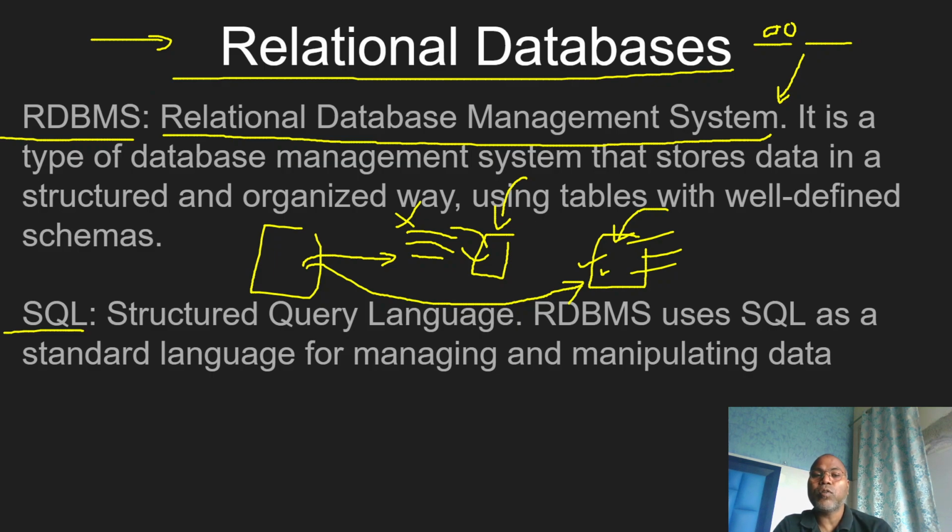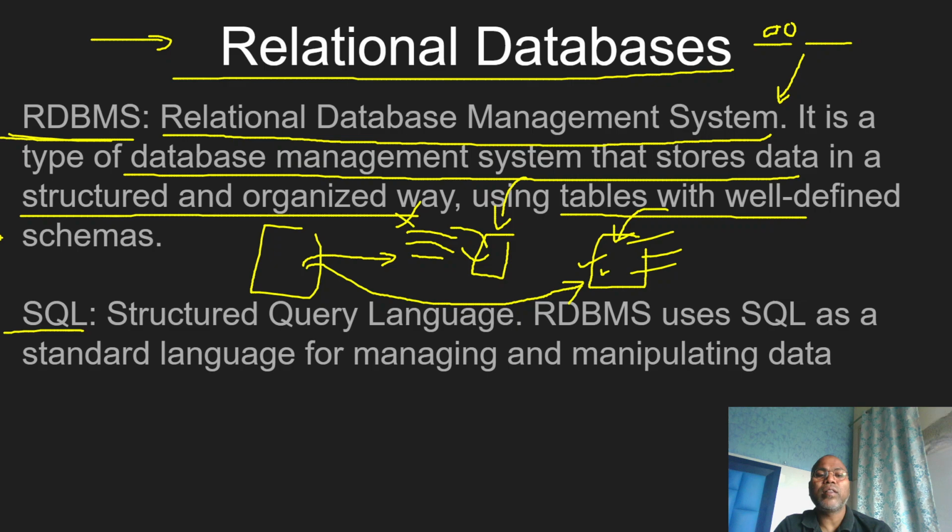So here I'm talking about the relational database, which is the simplest database. Generally, RDBMS databases are what we read in our college and school. This is the simplest, easiest type of database management system that stores data in a structured and organized way using tables and a well-defined schema.